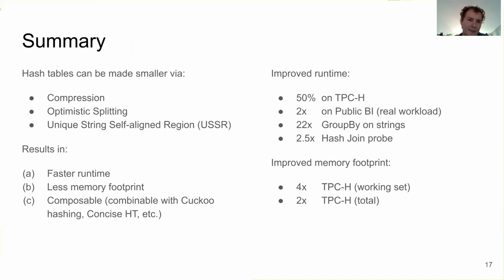So summarizingly, it can be said that we can make hash tables smaller and more efficient by using compression, optimistic splitting, so decomposing into hot and cold, and our on-the-fly string dictionaries. This results in a faster runtime and a smaller memory footprint, so you can basically have a higher query throughput. And what we didn't really mention that much in the presentation, our technique is easily composable with other hashing techniques like cuckoo hashing or concise hash tables. So thank you very much for your attention.